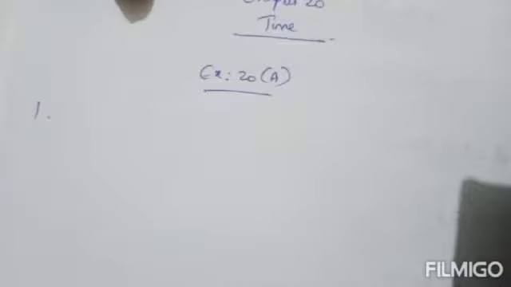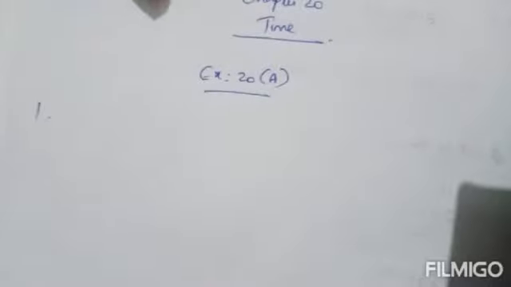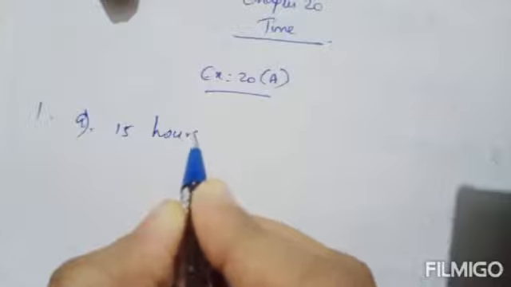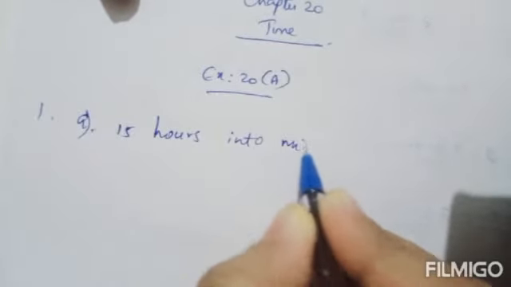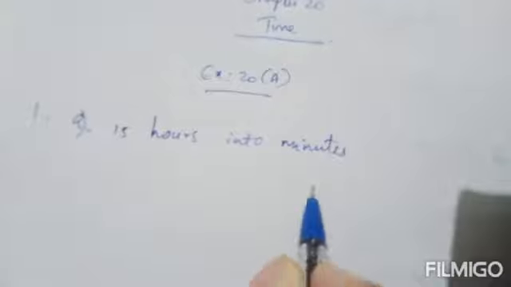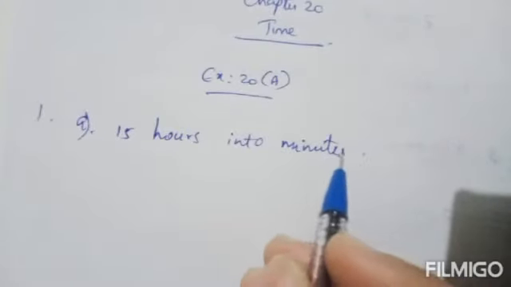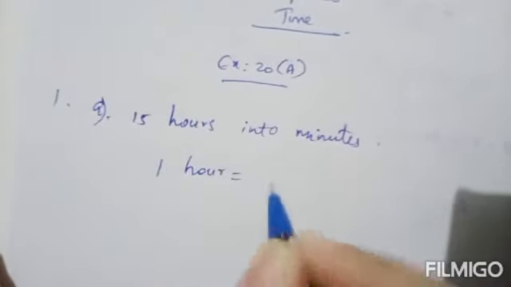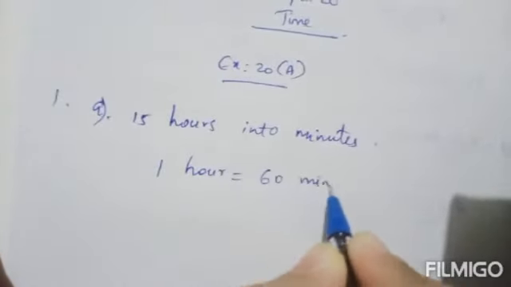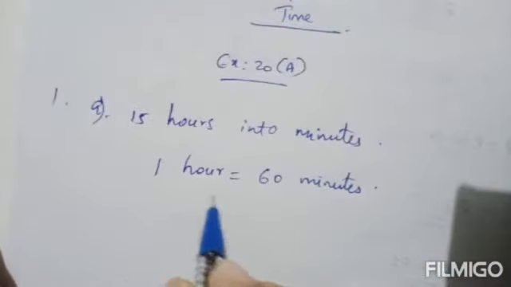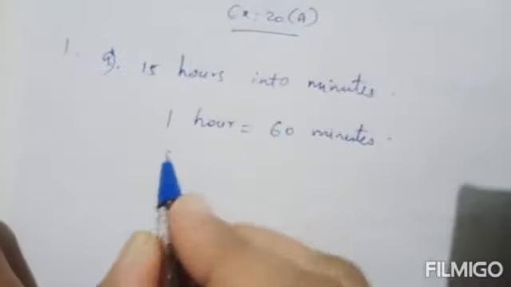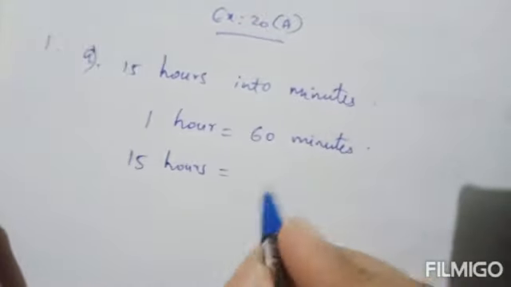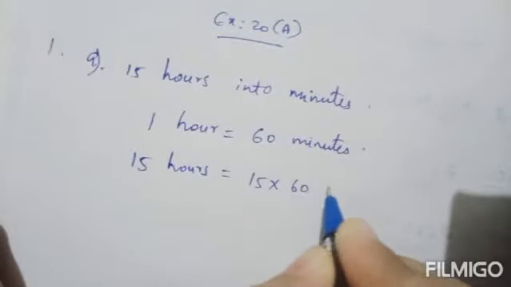Okay, let us start exercise 20A. Convert in that A 15 hours into minutes. Okay, so hours you have to convert to minutes. So you know the relation 1 hour equal to 60 minutes. So how can you convert 15 hours to minutes? 15 hours will be 15 into 60 minutes.